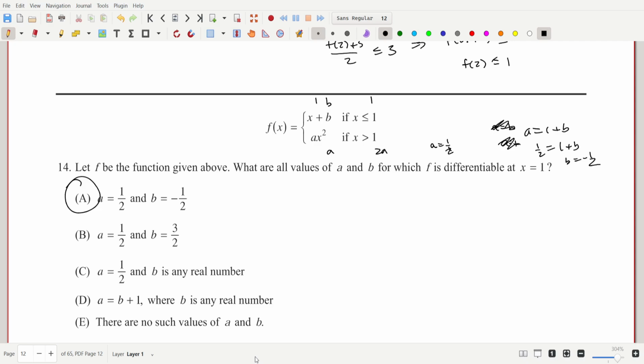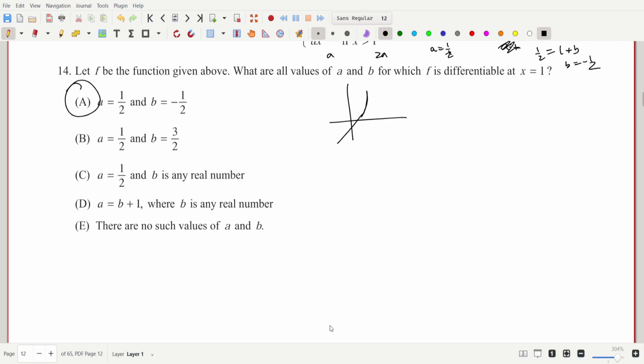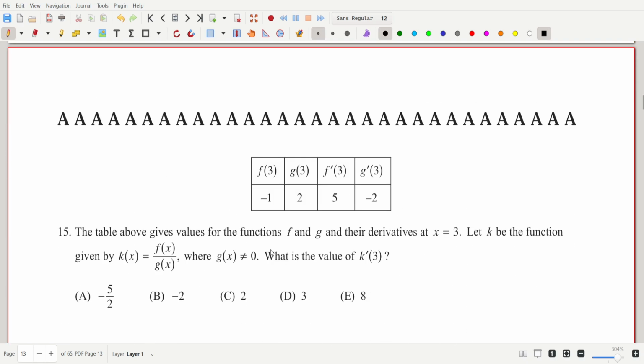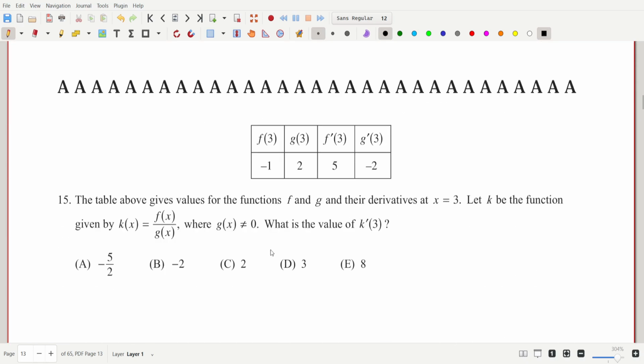Okay. I think that makes sense when you think of the graph there. So you go up here and then a half x squared. That would be believable. Yeah, I like A. Okay. Next one, the table above gives values for functions f and g and their derivatives.